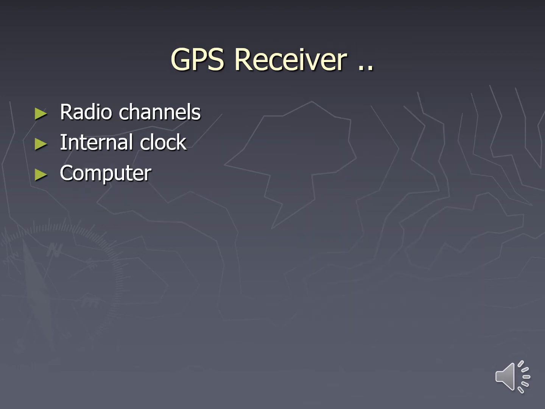So a GPS receiver uses radio channels, in the sense that it receives the location through radio channels from the satellite. It has an internal clock, which is a way of measuring the time received from the satellite. In other words, you have the time on the internal clock of the GPS receiver, as well as the timestamp of the satellite when it sent out that location. The built-in computer performs the calculation of getting the distance of the GPS unit from multiple satellites.